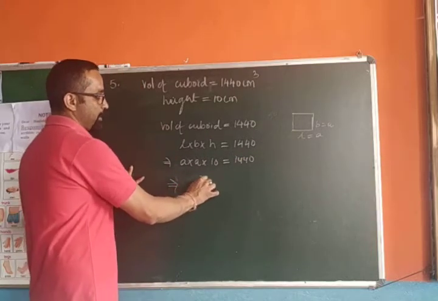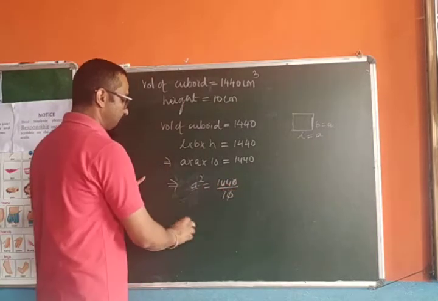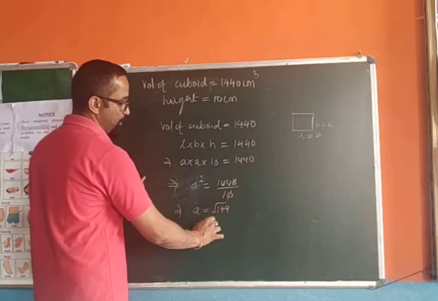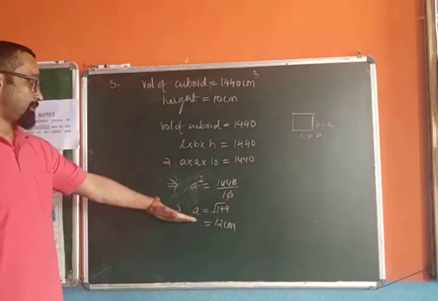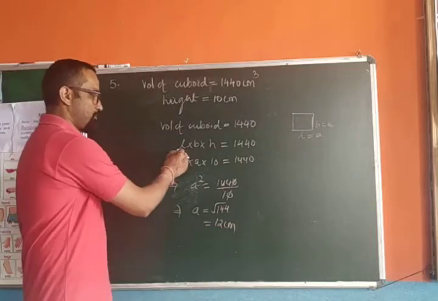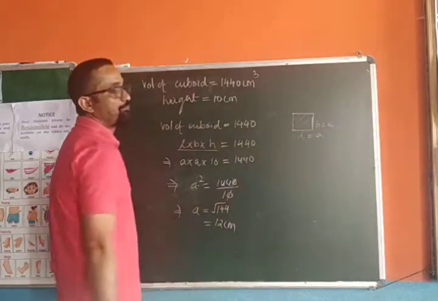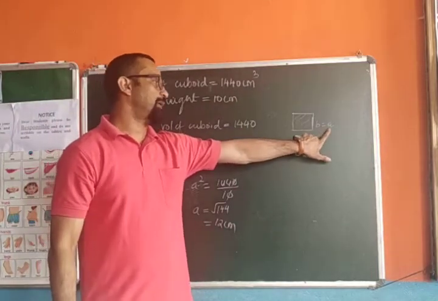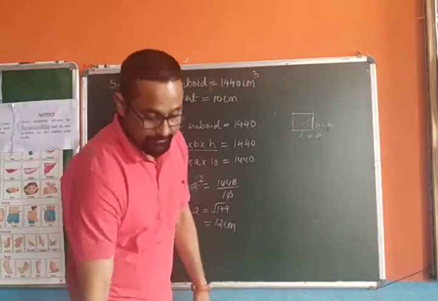Simplify this, you get A square equals to 1440 divided by 10. Cancel it. A is equal to root under 144. Square root of 144 is 12 centimeter. Therefore, side of the square is 12 centimeter. You just need to remember the formula and condition given in the question. Cross section is a square, so length is taken as A, breadth is taken as A. Substitute, you'll get the side of the square.